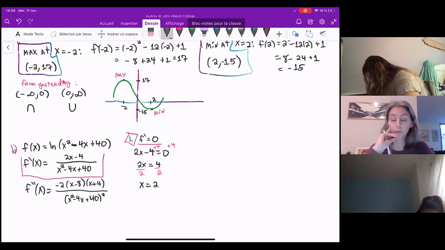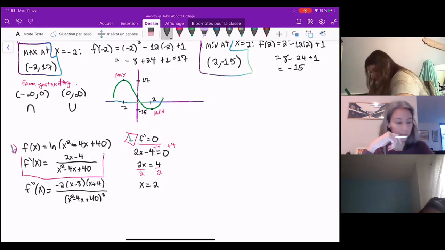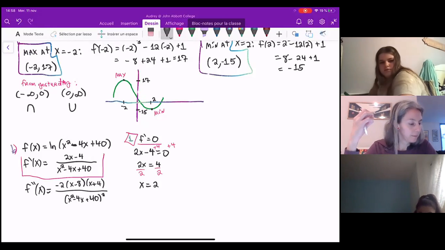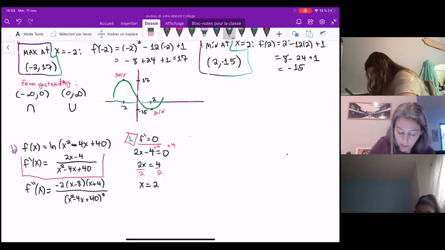For the second derivative test, do I care about where this doesn't exist? No, don't care. So that means we can move on to our second step. I don't care about where it doesn't exist.